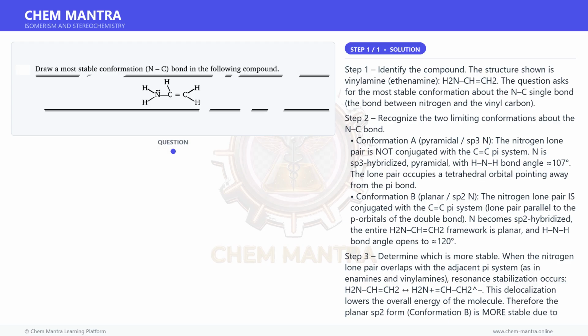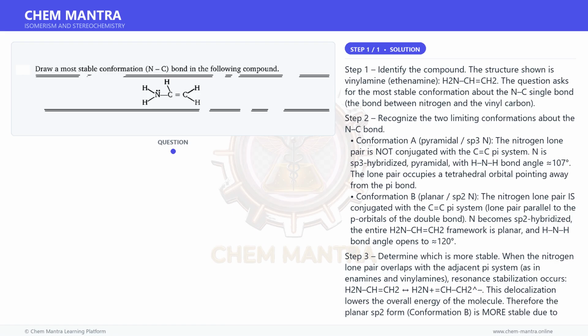The structure shown is vinylamine, ethenamine, H2N-CH=CH2. The question asks for the most stable conformation about the N-C single bond, the bond between nitrogen and the vinyl carbon. Step 2. Recognize the two limiting conformations about the N-C bond.